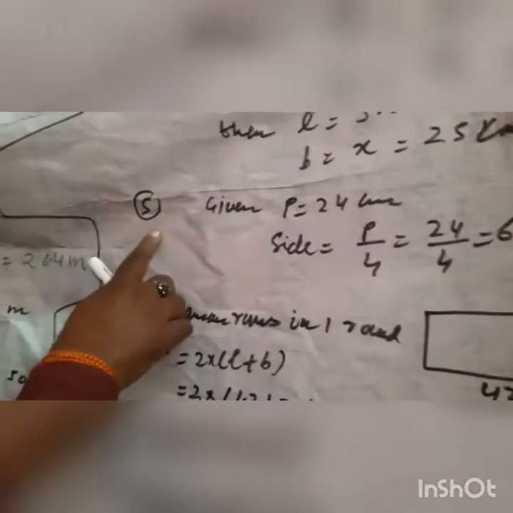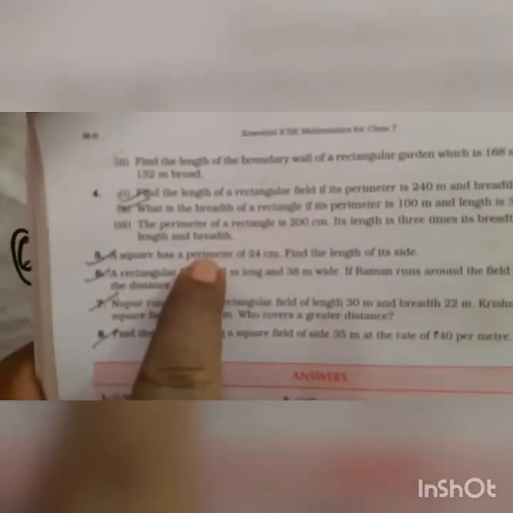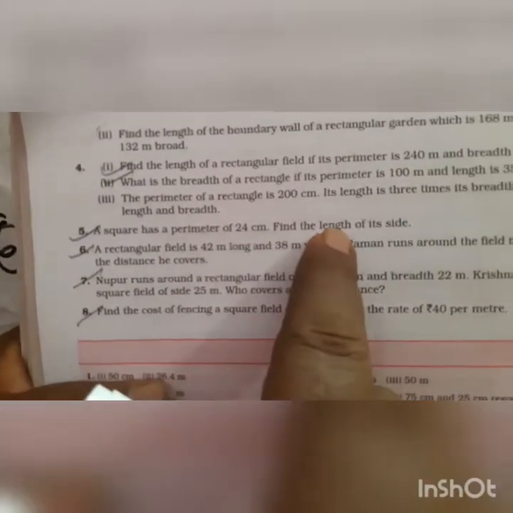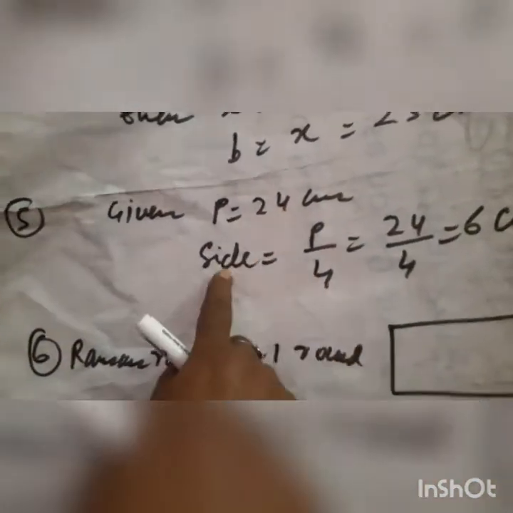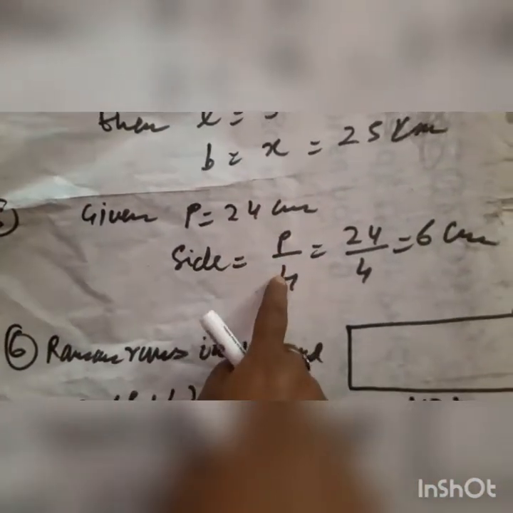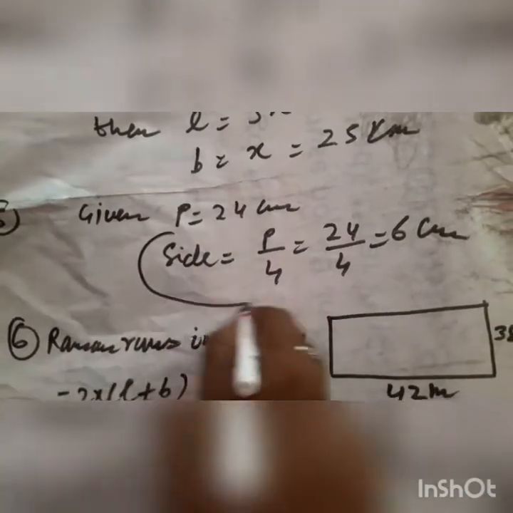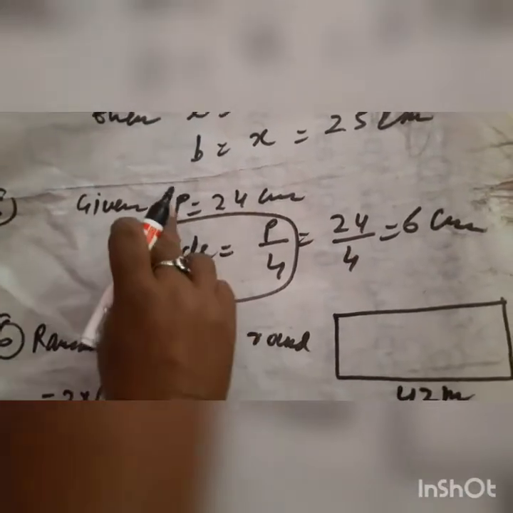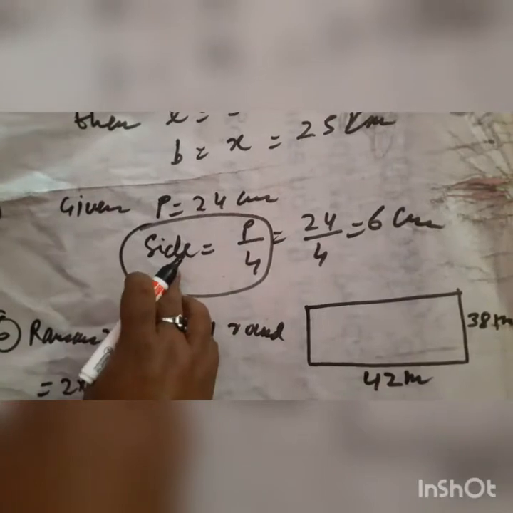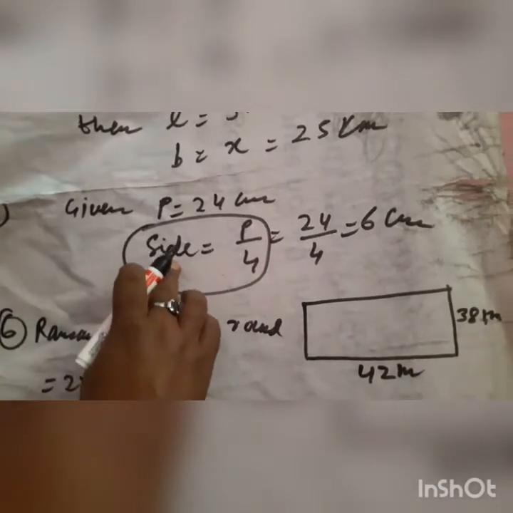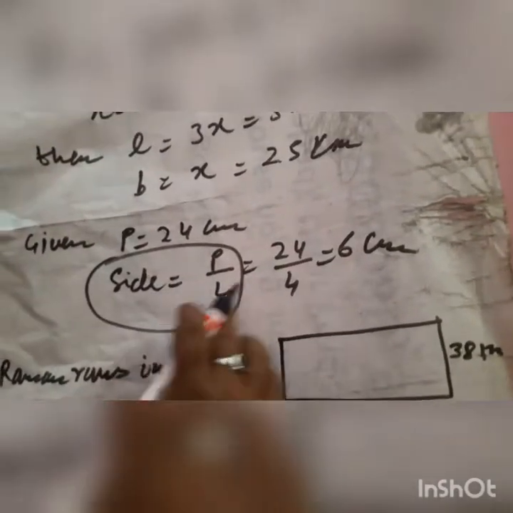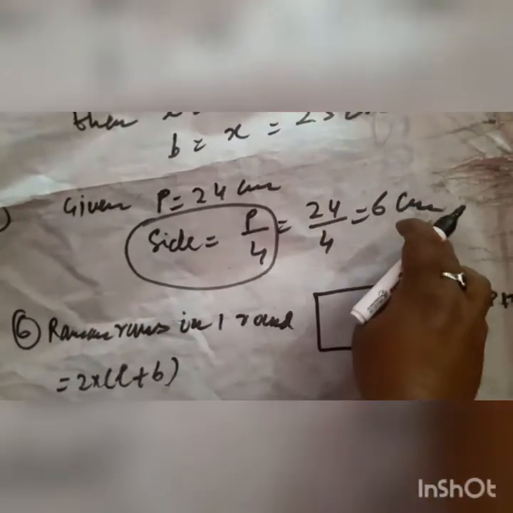Now come to the question number 5. In this question number 5, a square has a perimeter of 24 centimeter. Find the length of its side. You know the perimeter 24 centimeter and you have to find side. Given perimeter is equal to 24 centimeter and side is equal to perimeter upon 4. This is the formula. If you know perimeter, then you have to find side by this formula. Side is equal to perimeter upon 4. 24 upon 4 is equal to 6 centimeter.